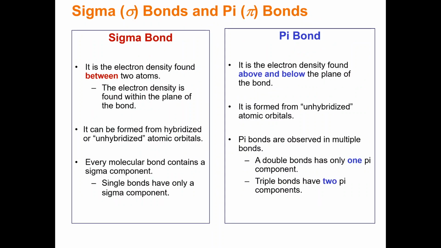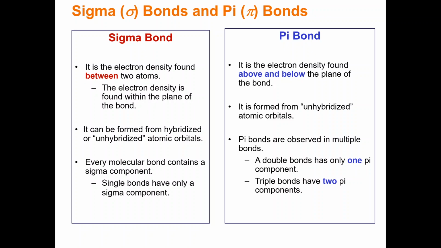Okay, so here we have sigma and pi bonds. A sigma bond is the electron density found between two atoms. The electron density is found within the plane of the bond, and it can be formed by hybridized or unhybridized orbitals, and we'll get into hybridization in just a second. Every molecular bond contains a sigma component, and that's basically the single bond. So sigma, you can think single bond. Anytime I have a double or triple bond, I start from a sigma bond, a single bond.